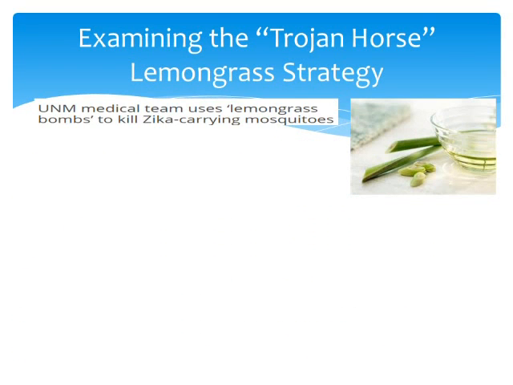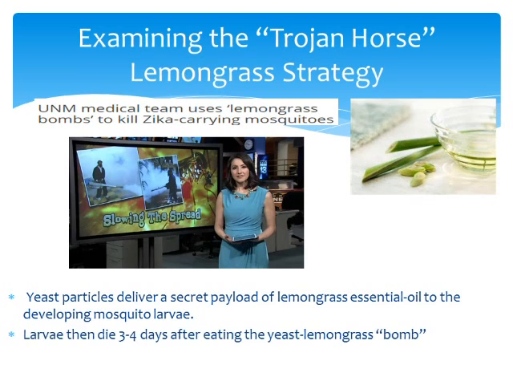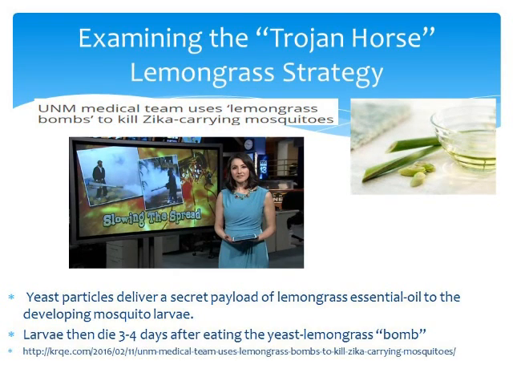The second strategy we're going to look at uses lemongrass and a type of Trojan Horse to kill the mosquito larvae. Lemongrass essential oil is put within a yeast particle that is then put out for the mosquito larvae to feed on. Apparently they love the yeast, and after 3 to 4 days of feeding on it, they die. This is due to the constituents in the lemongrass essential oil.